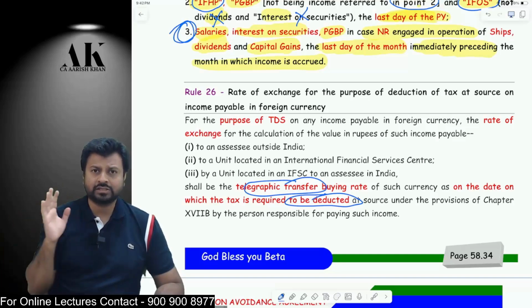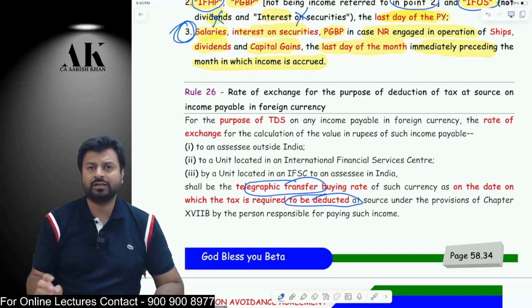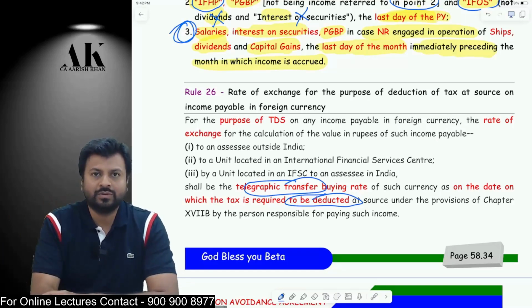Then I have uploaded taxation of trust in the last lecture. Today I am uploading non-resident. Tomorrow I will try to upload what? Transfer pricing also. So this much I think will be sufficient for you all.